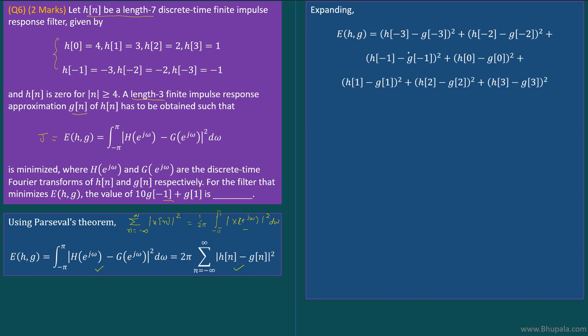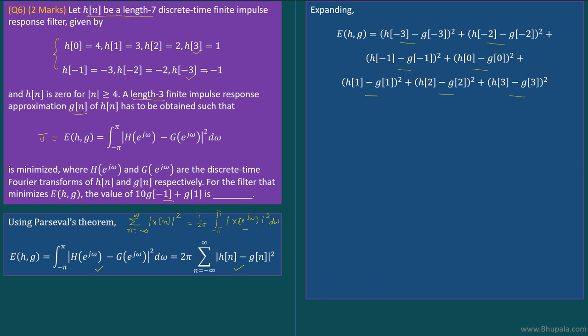So we get 7 terms. By expanding the summation we get 7 terms because our h of n has only 7 elements, from h of minus 3 to h of 3. And what is the question? The question is first to evaluate the signal g of n.